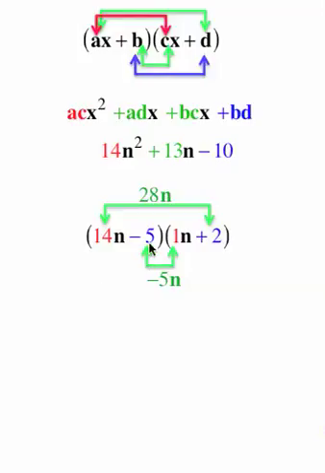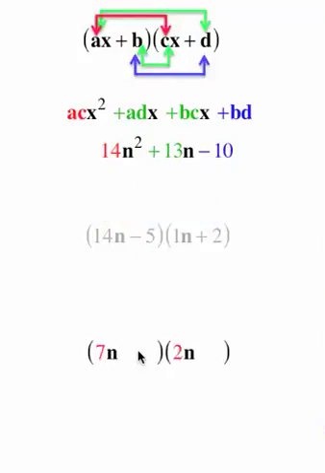I'm going to try 2 and 7. Okay, so 7n and 2n, and let me try 10 and... what did we try? Last time we tried 5 and 2. Doesn't mean the 5 and 2 won't work out. I'm just going to try something different. Also, I don't want to make this example go on too long. So 10 and 1.